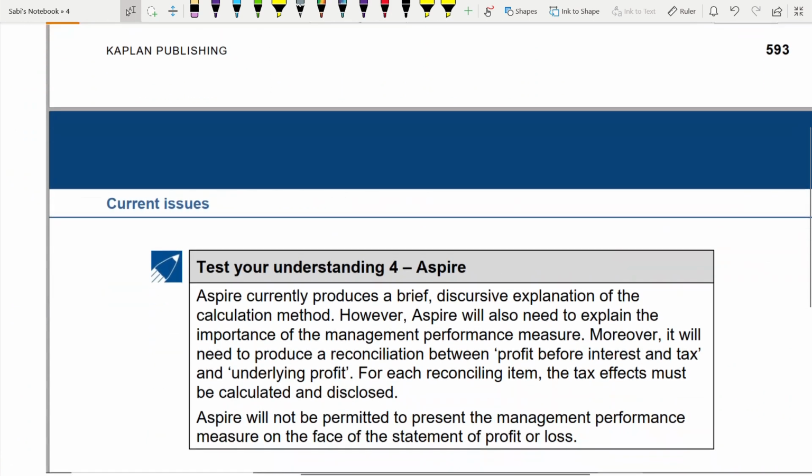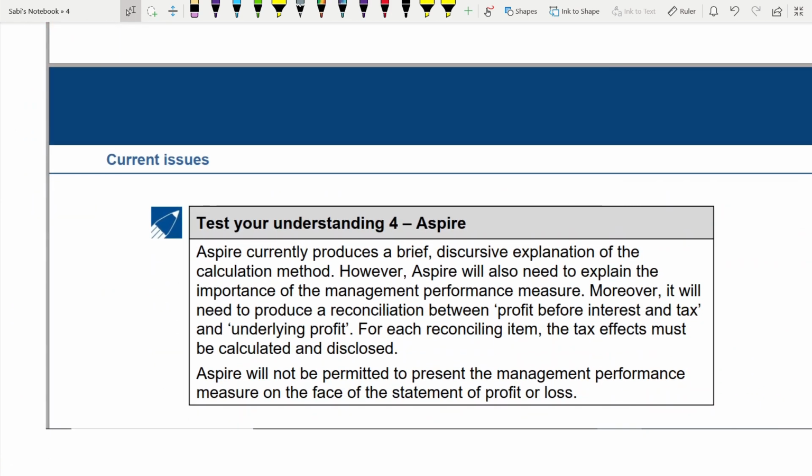If you see, this answer is very short. So what do they do? They do provide a brief and discursive explanation of the calculation method, right? But apart from this, they also need to explain the importance of this management performance measure.